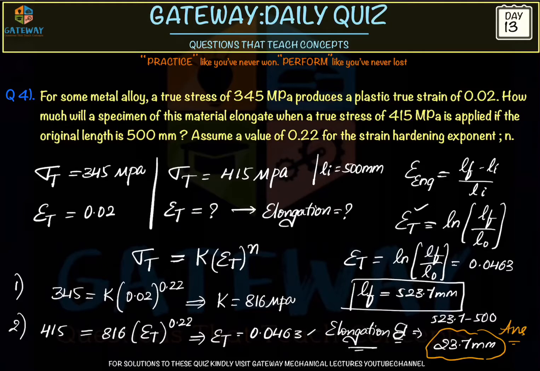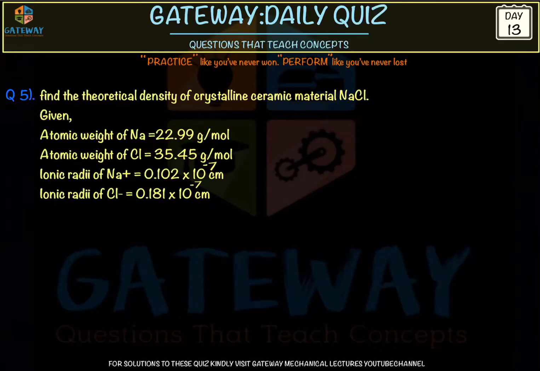And here comes our next question, the final question. Find the theoretical density of a crystalline ceramic material, NaCl. As we know, NaCl is generally crystalline and ceramic in nature. The atomic weight for Na was given, the atomic weight for Cl was given, the ionic radius of the Na plus ion was given, and the chlorine ion radius was also given. So what we need to do is calculate the theoretical density. For that, first we'll see what the theoretical density is here.